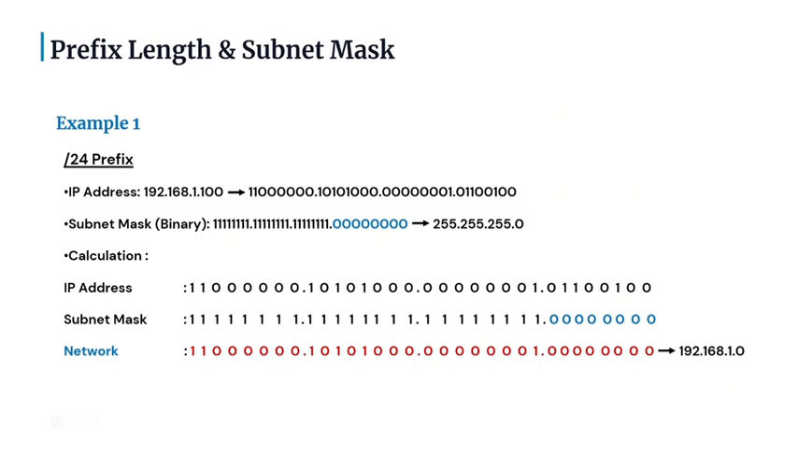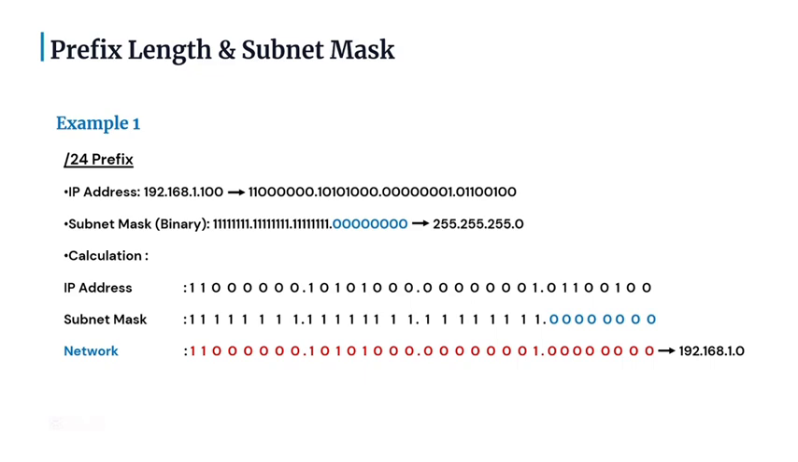As we learned, a 24 prefix means that the first 24 bits of the mask are continuous binary ones, and the remaining 8 bits are binary zeros. This translates directly to a decimal subnet mask of 255.255.255.0. Now look at the calculation below.